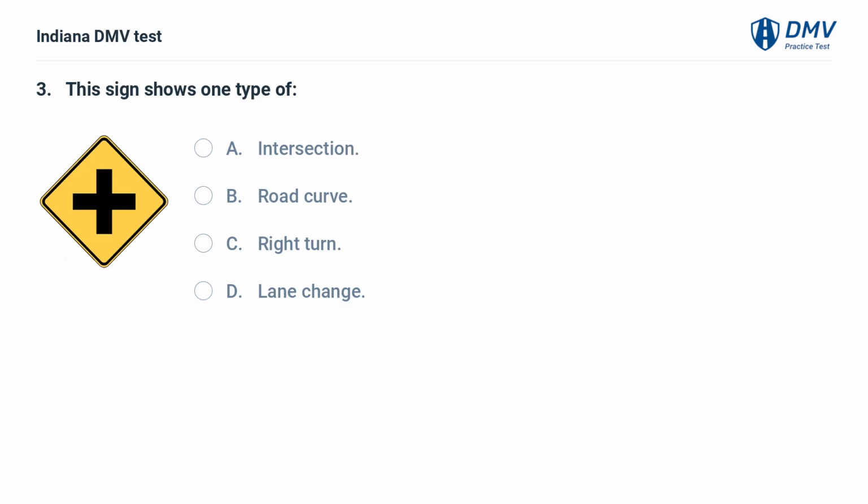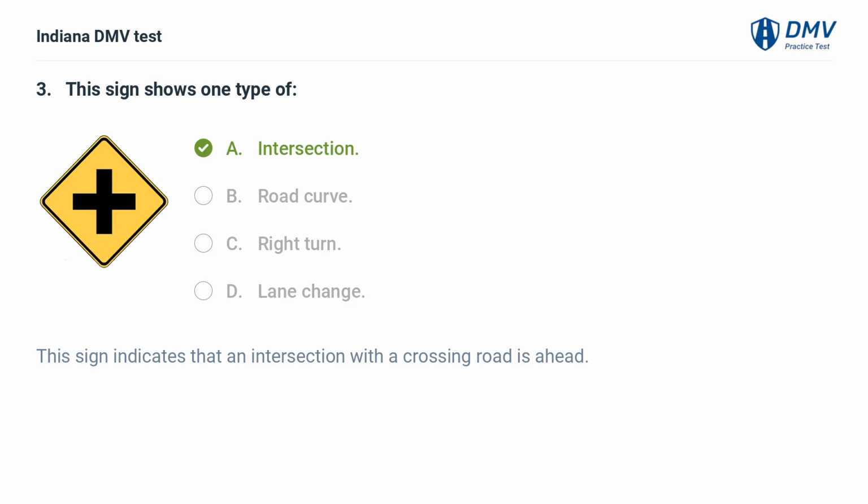This sign shows one type of A. Intersection. B. Road curve. C. Right turn. D. Lane change. A. Intersection. This sign indicates that an intersection with a crossing road is ahead.